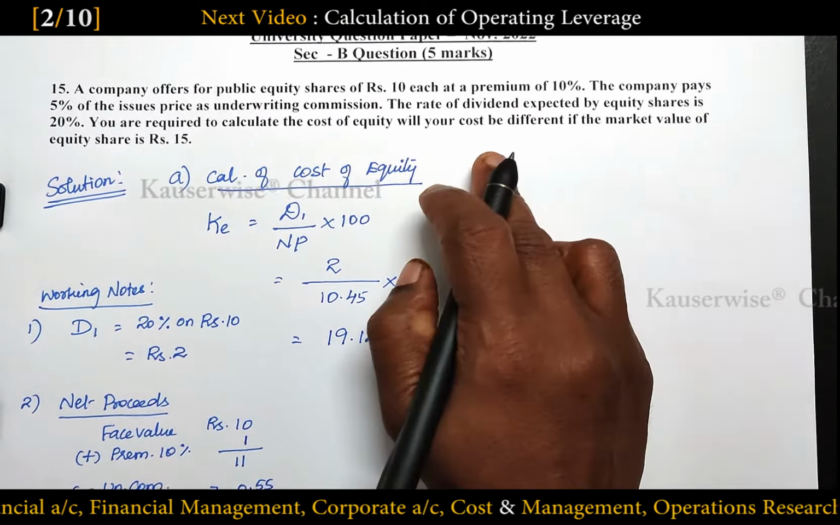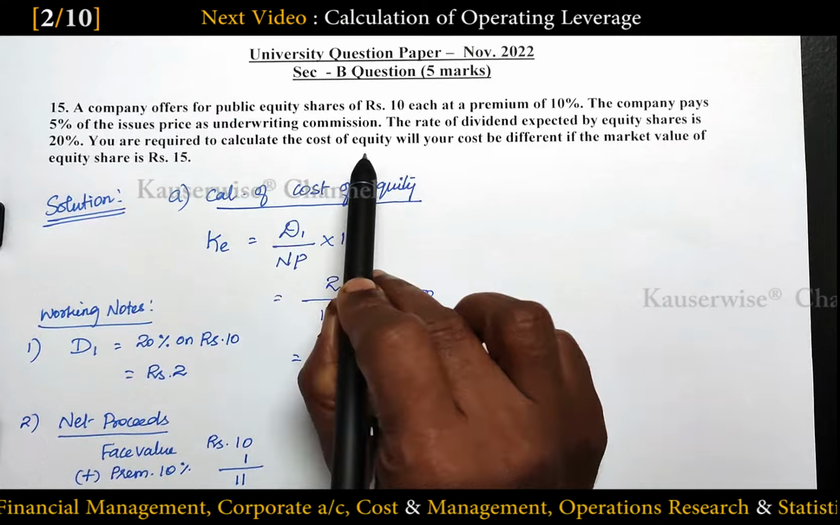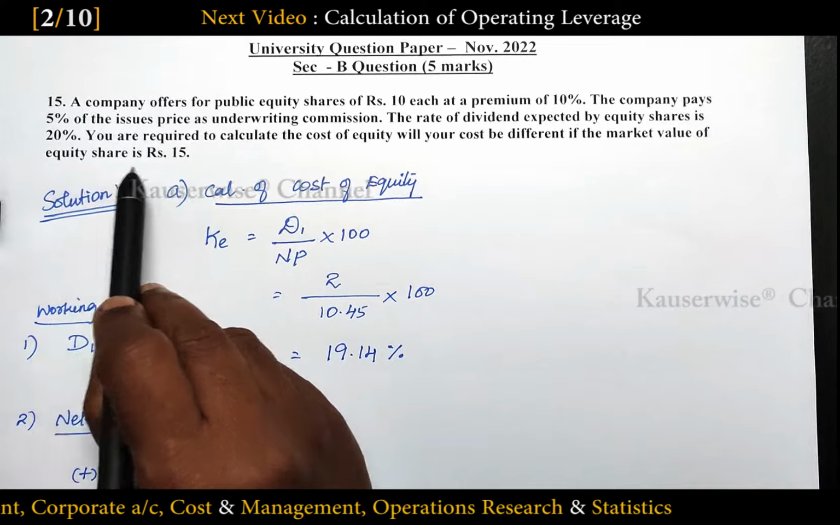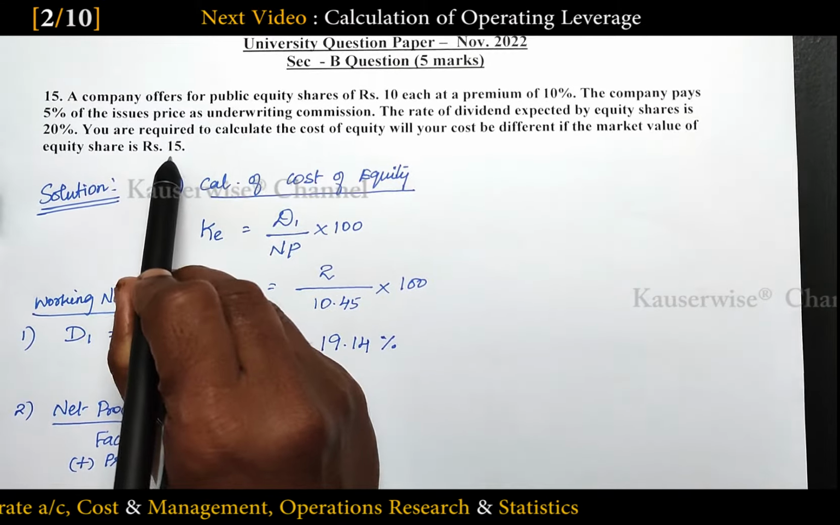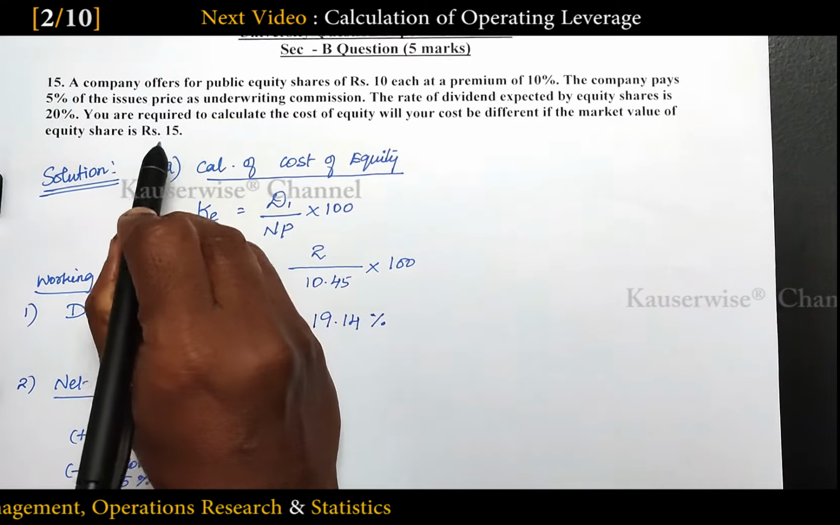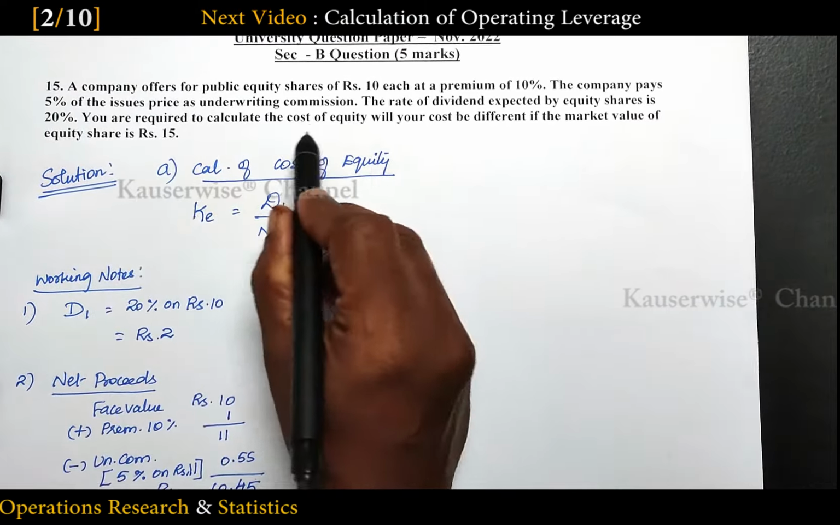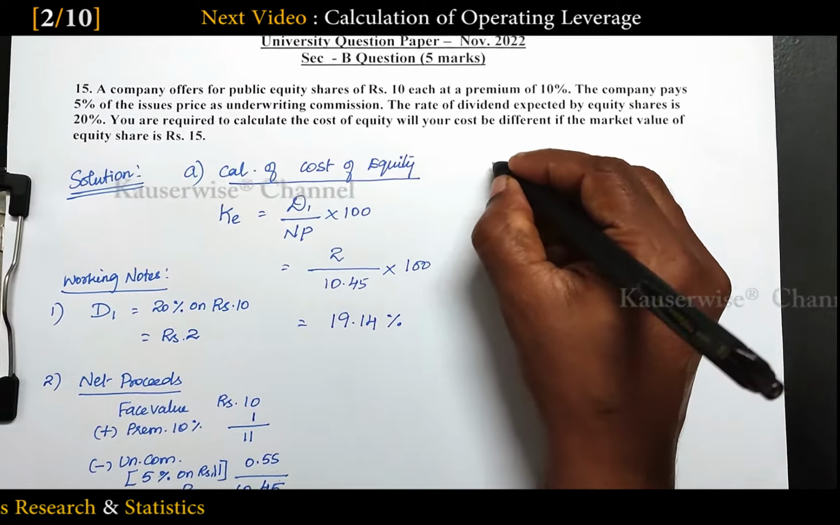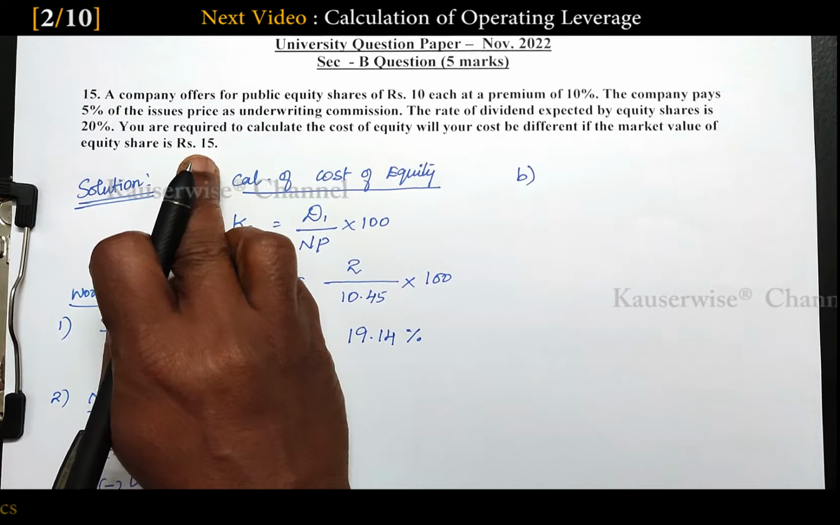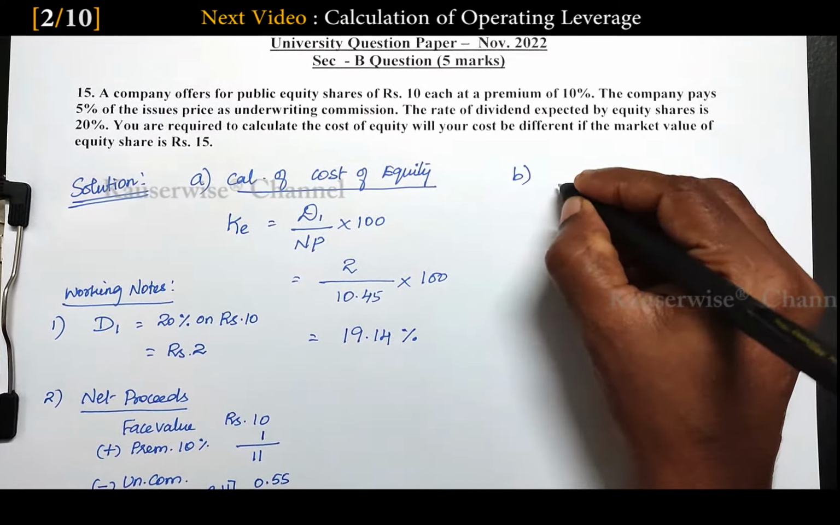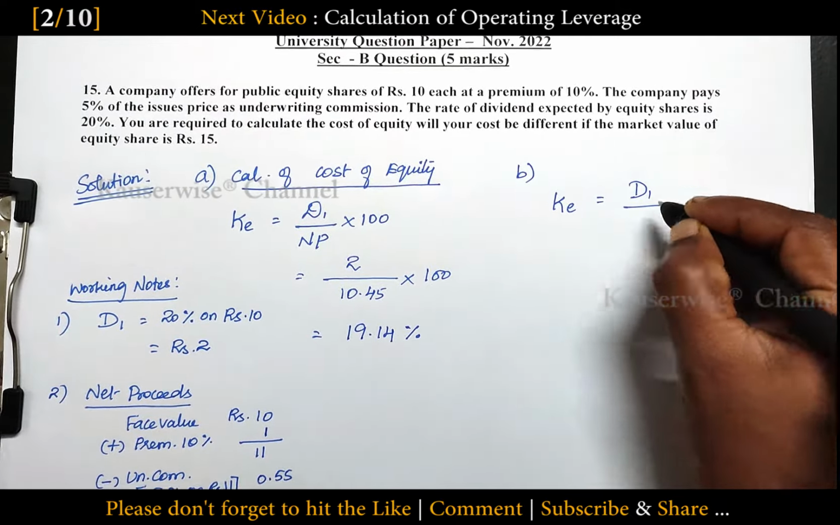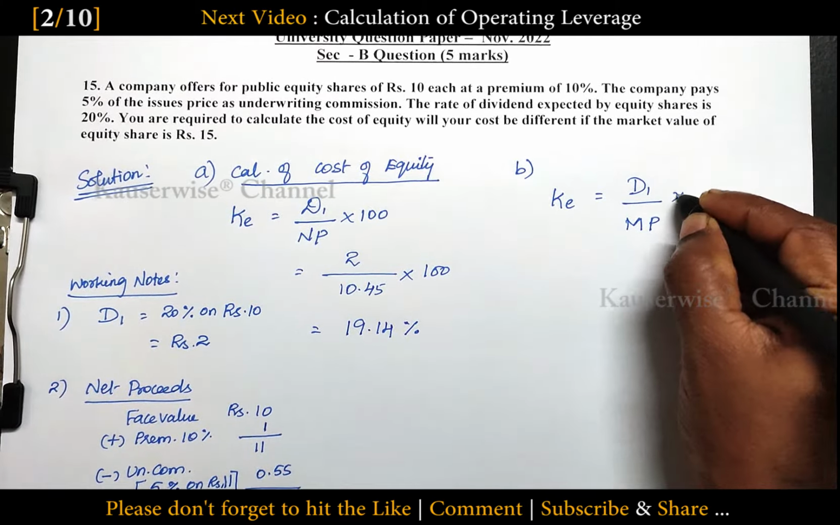For the second one, they are asking us to calculate cost of equity. Will your cost be different if the market value of equity share is 15 rupees? Okay. So here they have given market price. So here instead of net proceeds, we are going to substitute market price in order to find out the cost of equity. That will be the second calculation. Okay. So cost of equity when the market price is 15 rupees. So what is the formula? KE, that is cost of equity, is equal to D1 divided by market price into 100.